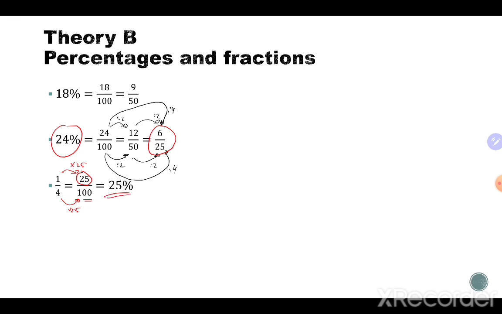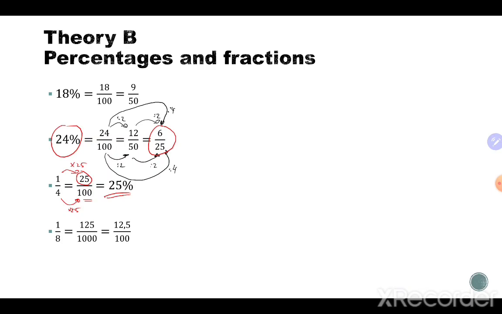Got it? All right. But what if I want to know what is the percentage of 1 over 8? Now, we can't go from 8 to 100. That's not possible. But we can go from 8 to 1000. Because if I multiply the numerator and the denominator by 125, then you get 125 over 1000. If I divide both the numerator and denominator by 10, then you get 12.5 over 100.